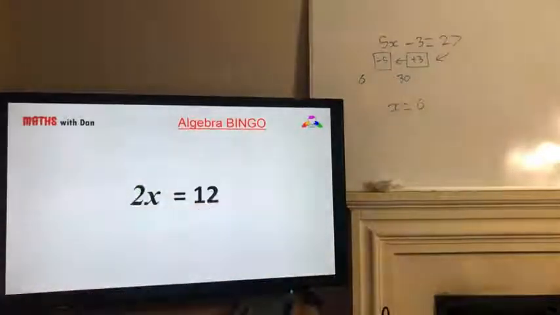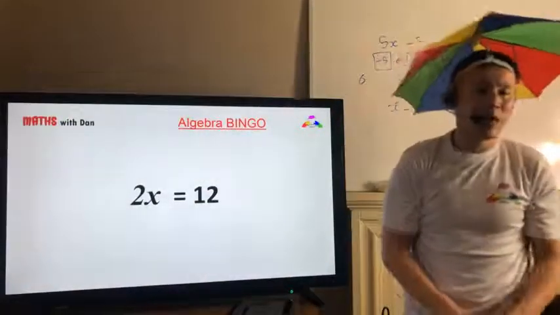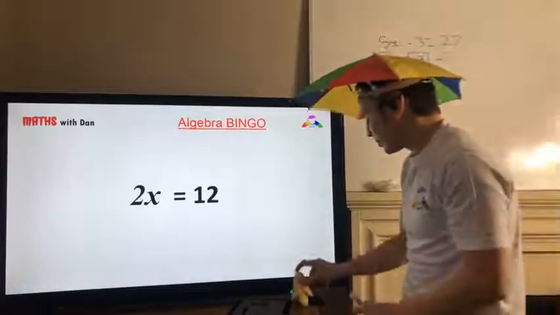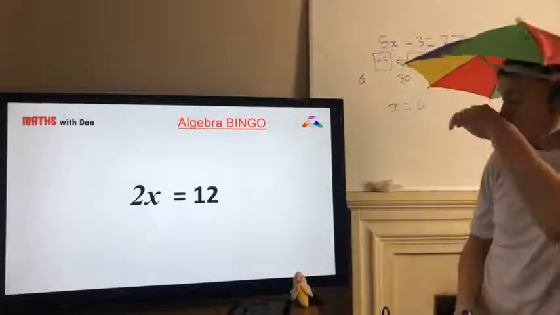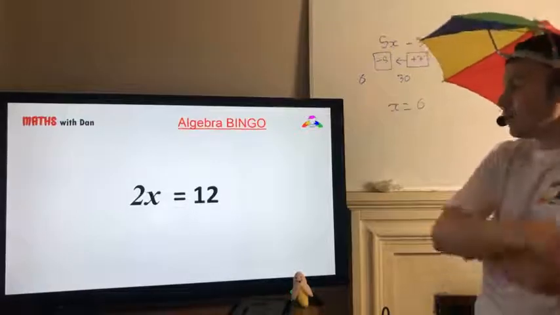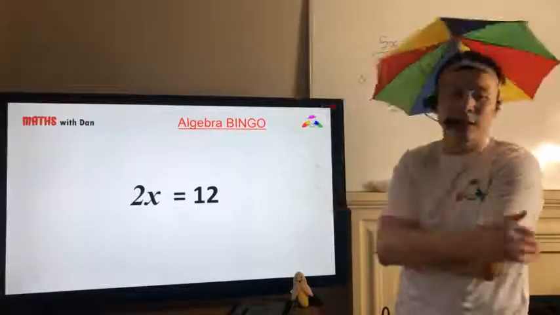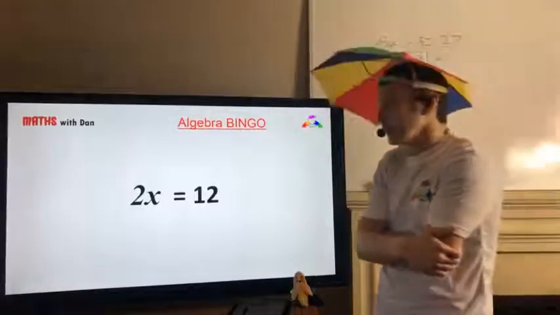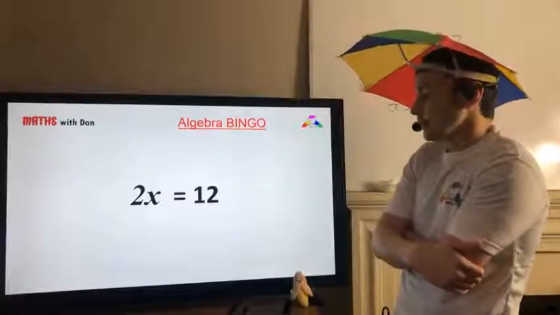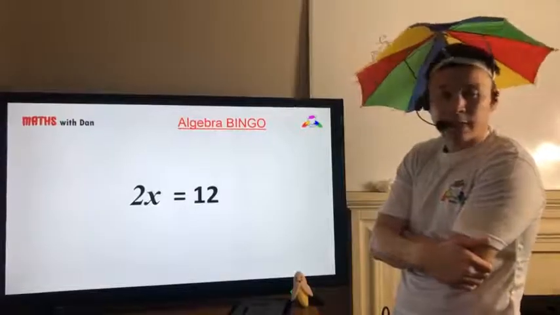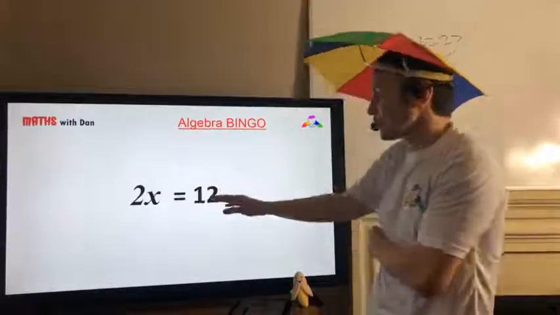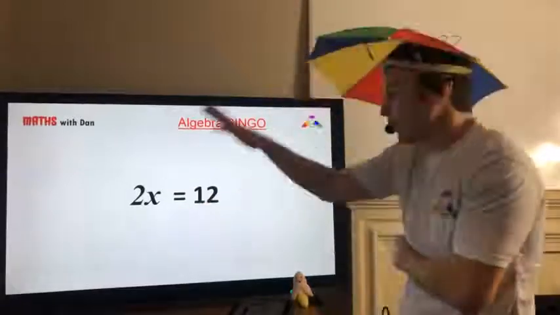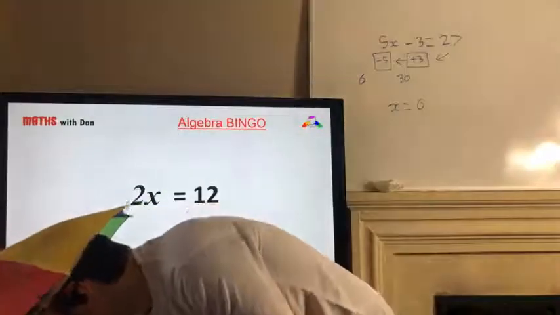Okay, so first one, X is the number. Work out what X is. That is the bingo number. 2X equals 12. So you're working backwards. 2 times something equals 12. Think about what X needs to be. Okay, so 2 times something equals 12. It's 6 because you need to do 12 divided by 2, don't you? Working backwards. So 6 is the first number.